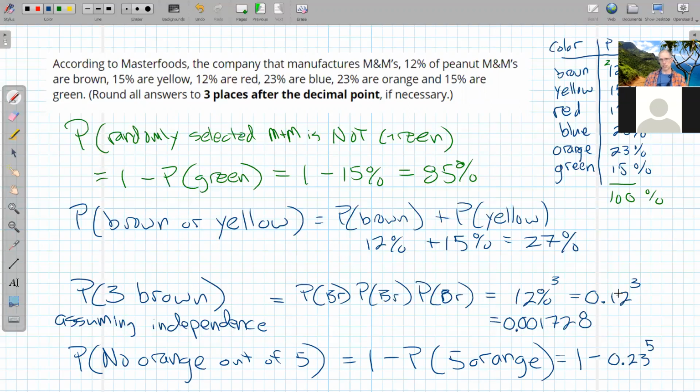So the probability of getting 5 orange would just be 0.23 to the 5th. So then everything else must be no orange. Is that true? Ooh, no, that's not true. I lied. Anybody see a flaw in this right here?